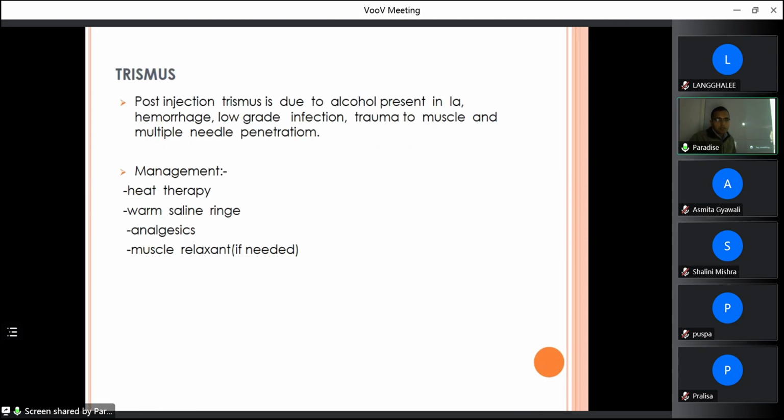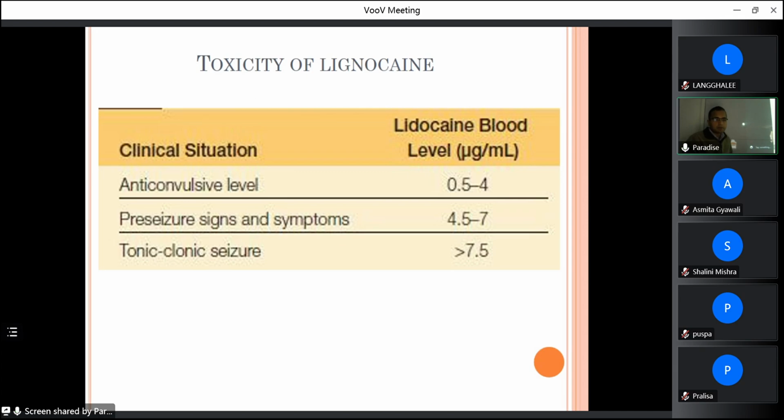Trismus. Post-injection trismus is due to either alcohol present in the local anesthesia, hemorrhage, low-grade infection, trauma to muscle, and multiple needle penetration. Management is heat therapy, warm salines, analgesics, and muscle relaxant. And most important is physiotherapy, mouth opening exercise.